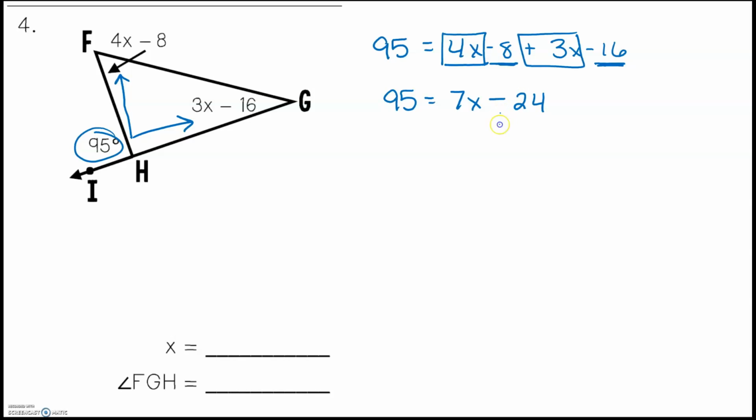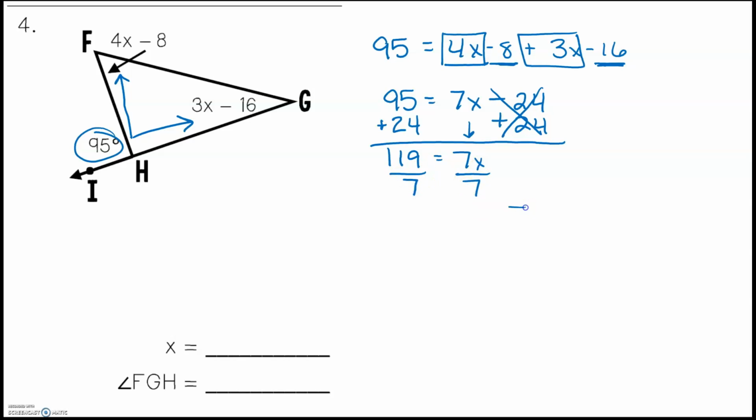Okay, I'm going to go ahead and just move the 24 since we only have that one number. I know this goes against what I usually say, but this is okay this time. This makes 0. 95 and 24 add to 119, and the 7x just drops down. We divide by 7, and we're going to get x equals 17.